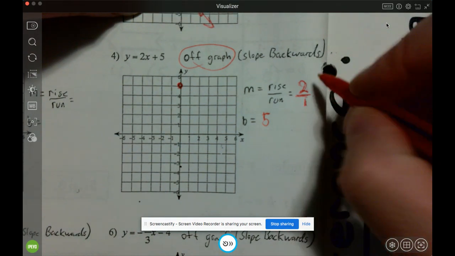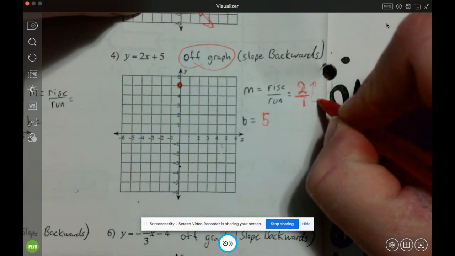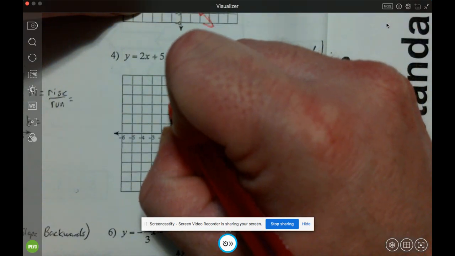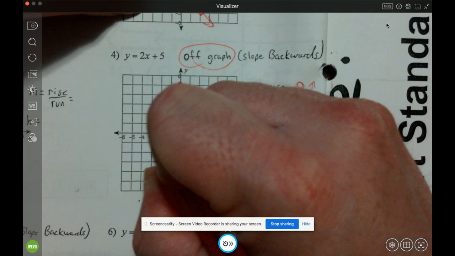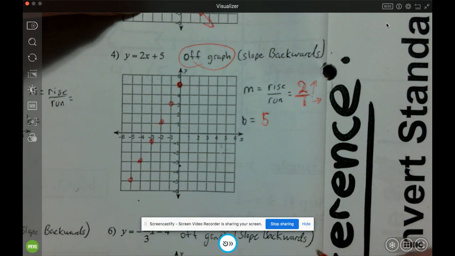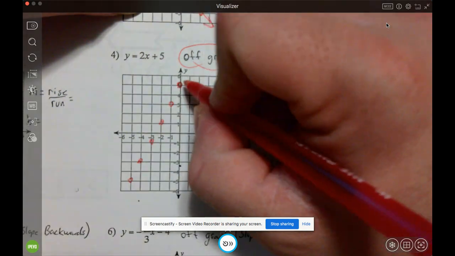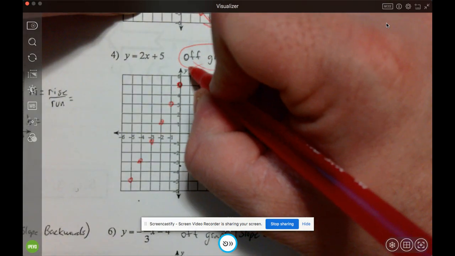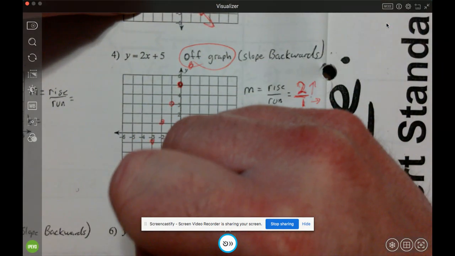So the opposite of up 2, right 1 is down 2, left 1. You just keep that pattern going as far down the graph as it lets you. And again, just to show you, if I went off the graph, I would be up 2/1 like that. So it's a straight line.